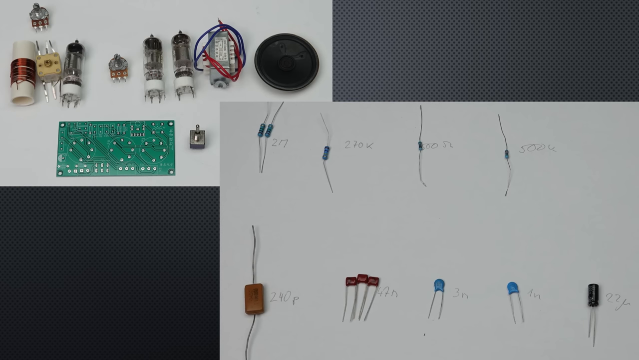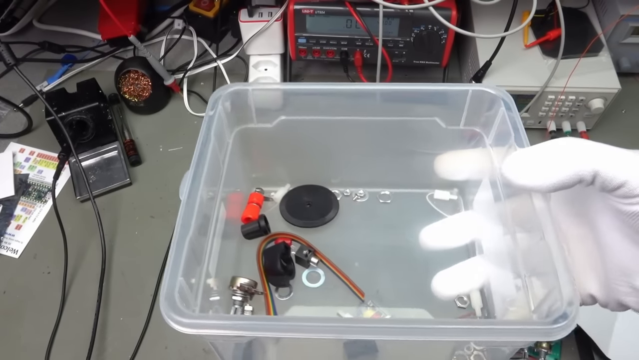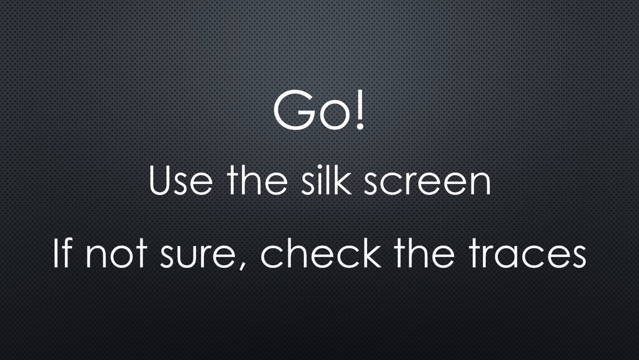Here you have all the parts provided with the kit. There are a few more, but these are mostly mechanical parts. Everything seems to be okay, and we can start with the assembly. I use the values on the silk screen for that process. If I'm not sure, I go to the diagram and search the traces using my multimeter. A few things become clear.